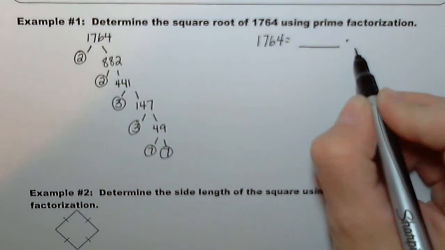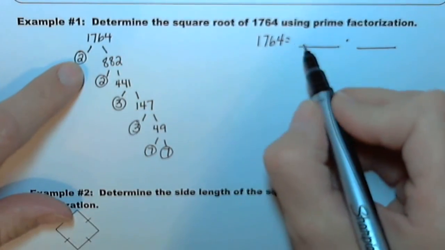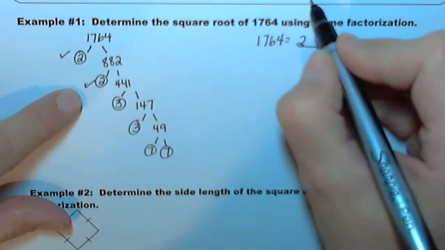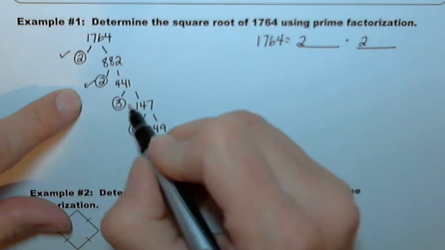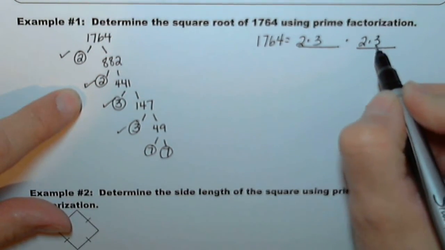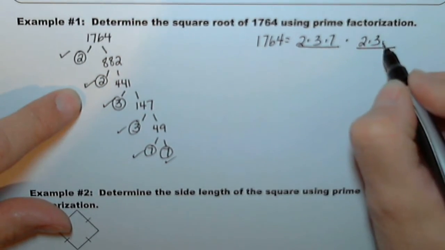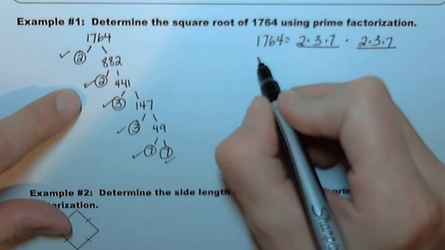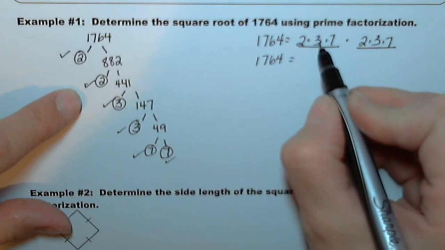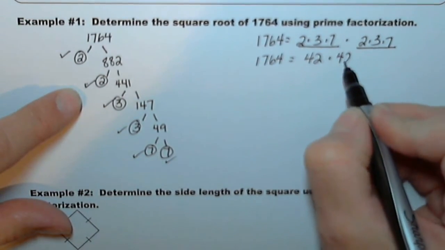I'm going to draw 2 lines like this with a dot in the middle. Remember, the dot means multiply. I'm going to put this 2 here, so I've used it up, and then I'm going to put this 2 over here. This 3 is going to go here with a dot, and this 3 is going to go here. This 7 is going to go here, and this 7 is going to go here. So what I now have is that 1764 is 2 times 3 is 6, times 7 is 42, times 42.